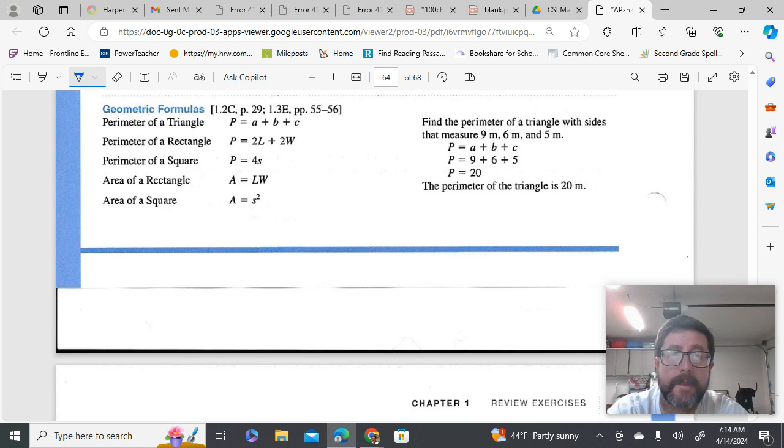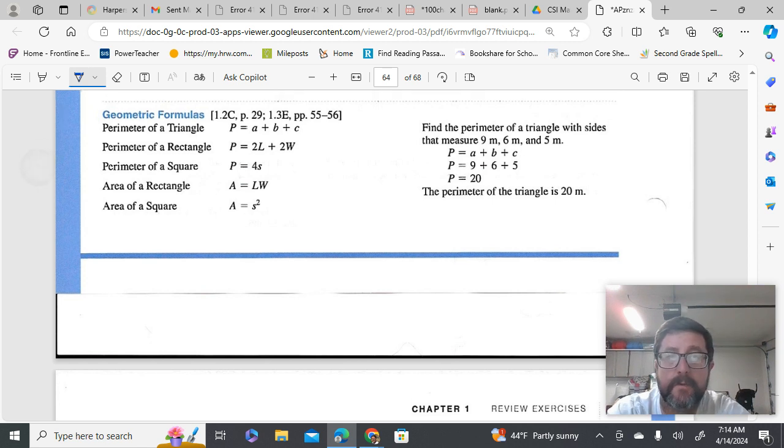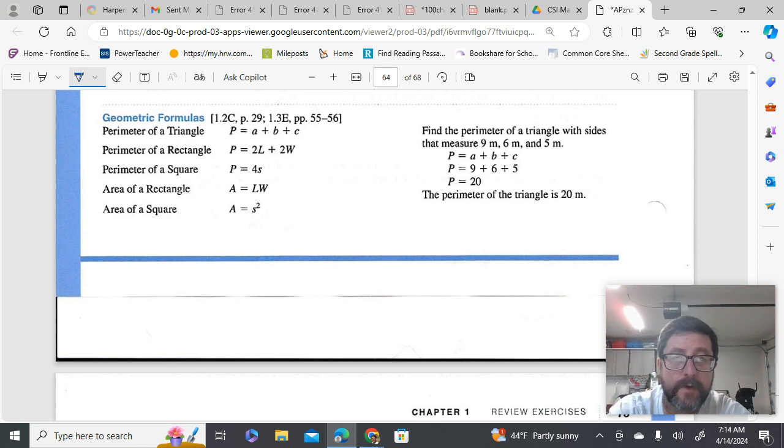Okay. This is dealing with geometric formulas. So we're dealing with perimeter. We've been studying perimeter, area, and the area of a rectangle and square. Memorize these formulas for finding this out. Okay?